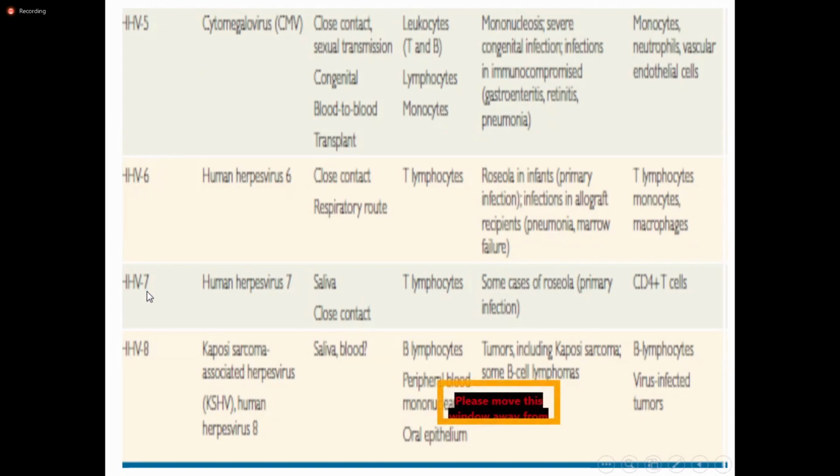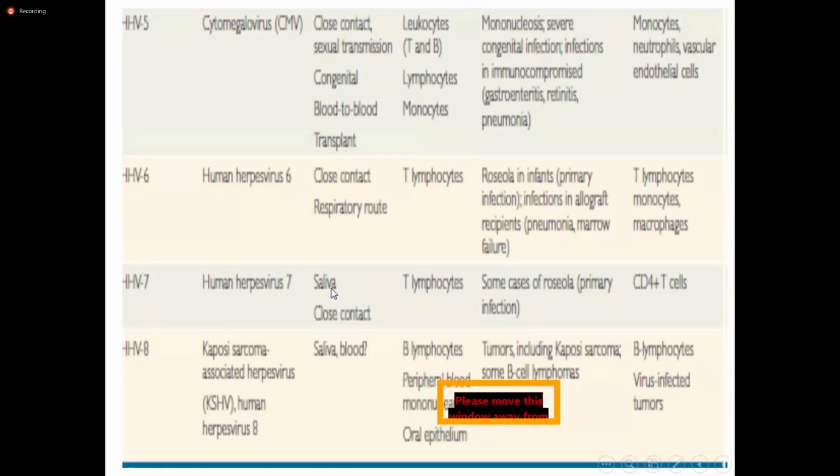Herpes 6 and 7. Human herpes 6 spreads by close contact and the respiratory route, primarily infects T cells, and can cause roseola infantum. It can also cause infection in allograft recipients. In transplantation it can cause pneumonia and bone marrow failure. Latency is in T lymphocytes, monocytes, and macrophages. Again, herpes 7 is also associated with roseola.